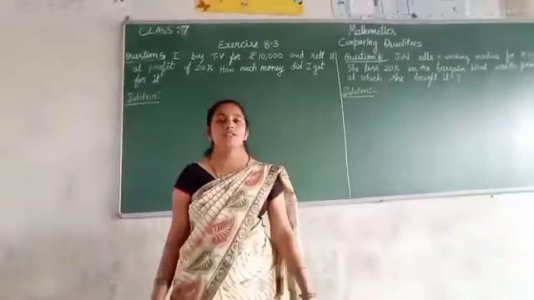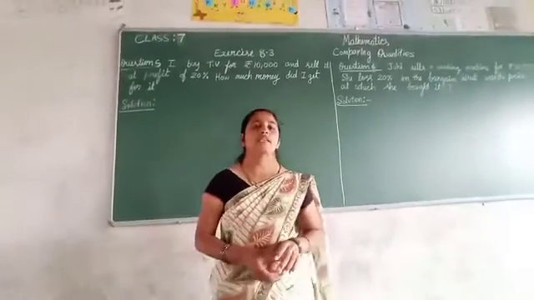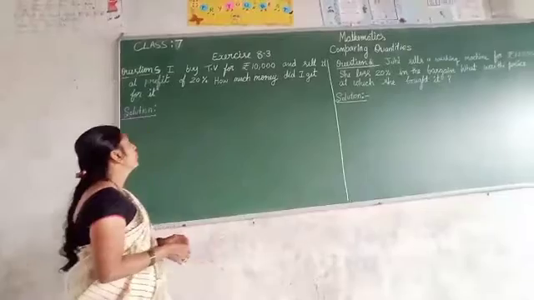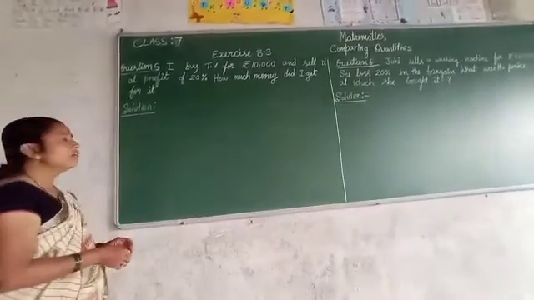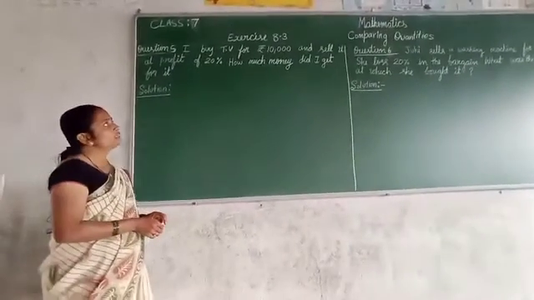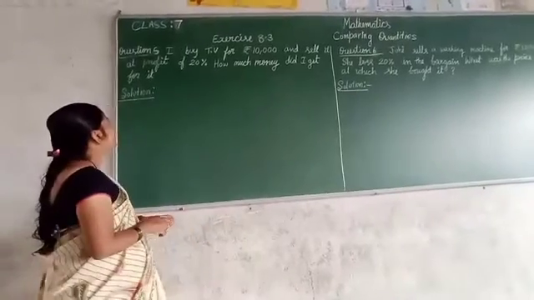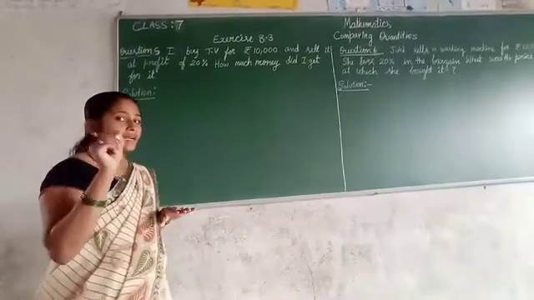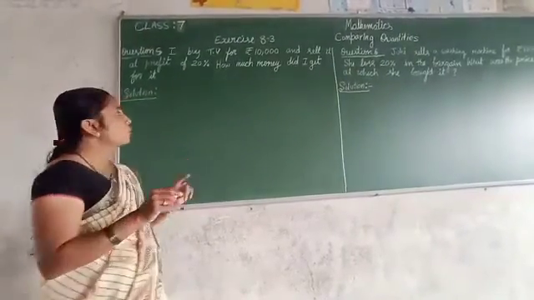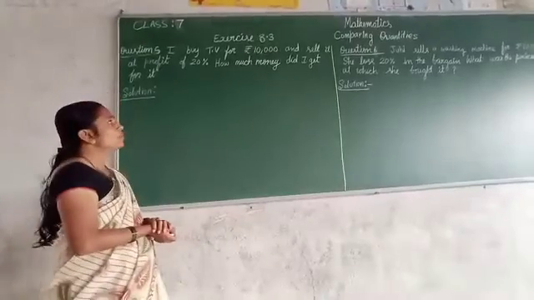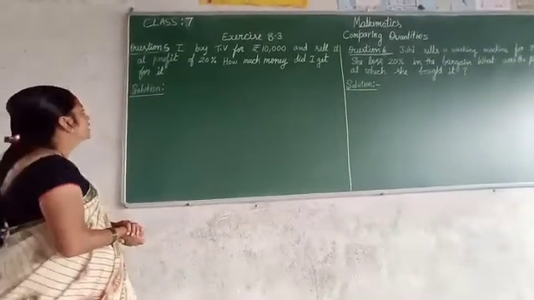Students, let us begin comparing quantities. Exercise 8.3, question number 5. I buy a TV for rupees 10,000 and sell it at a profit of 20%. How much money did I get for it?